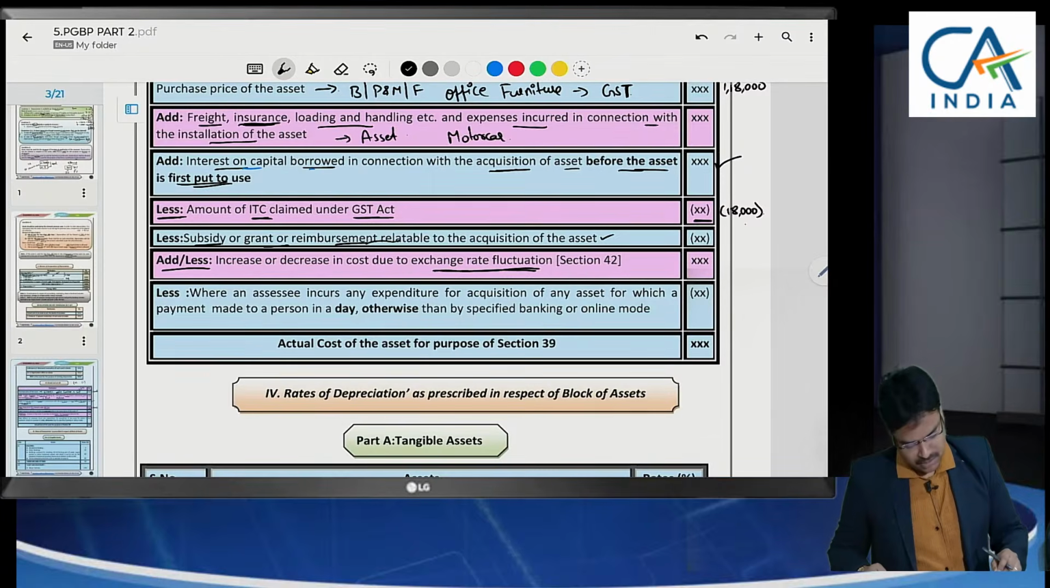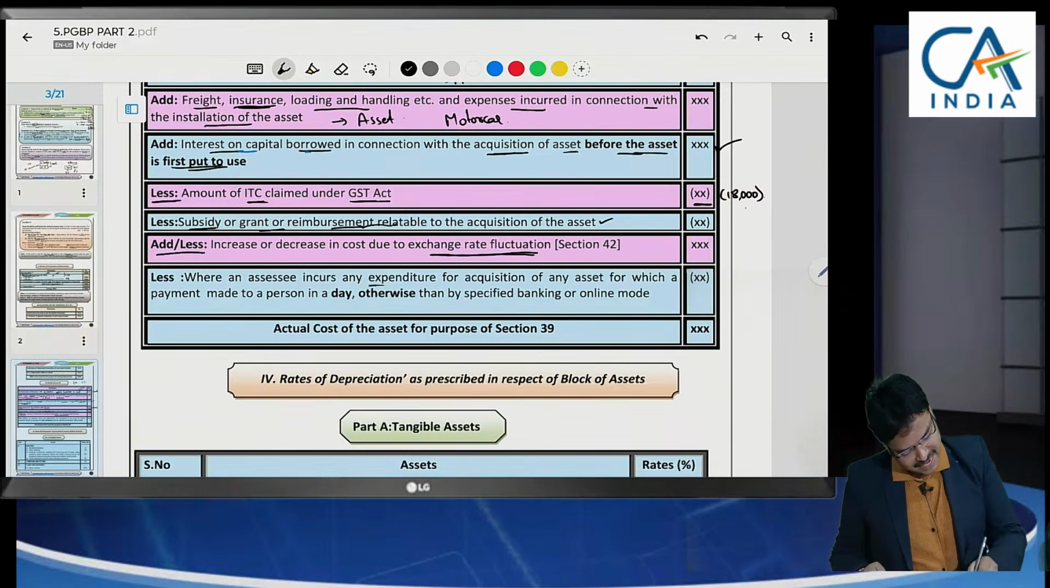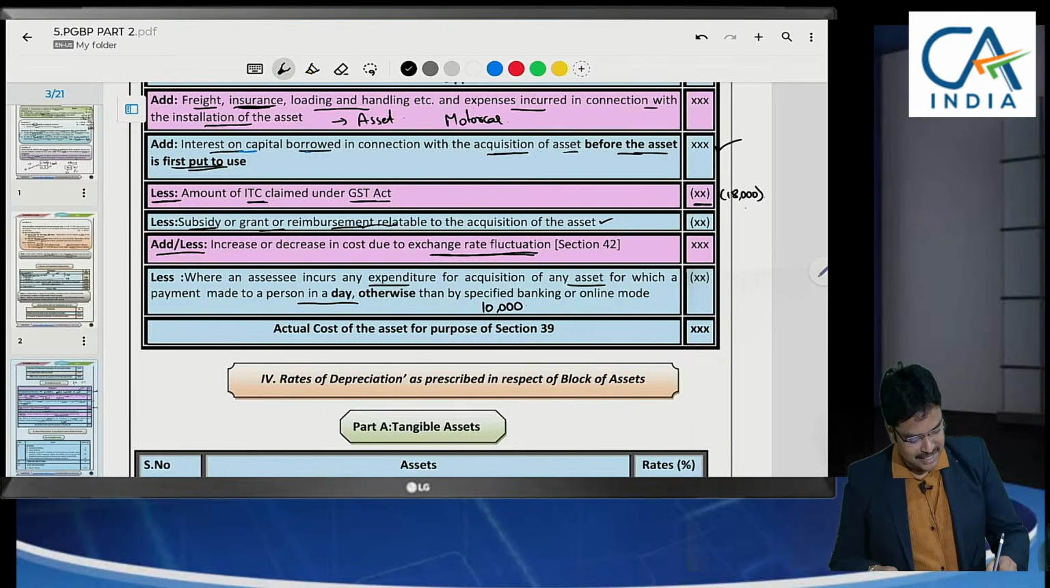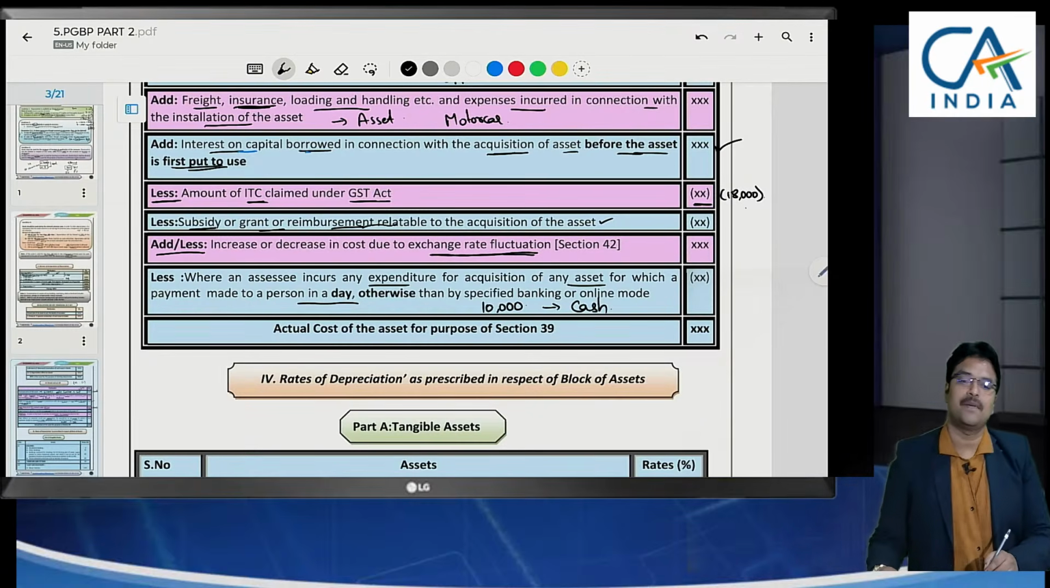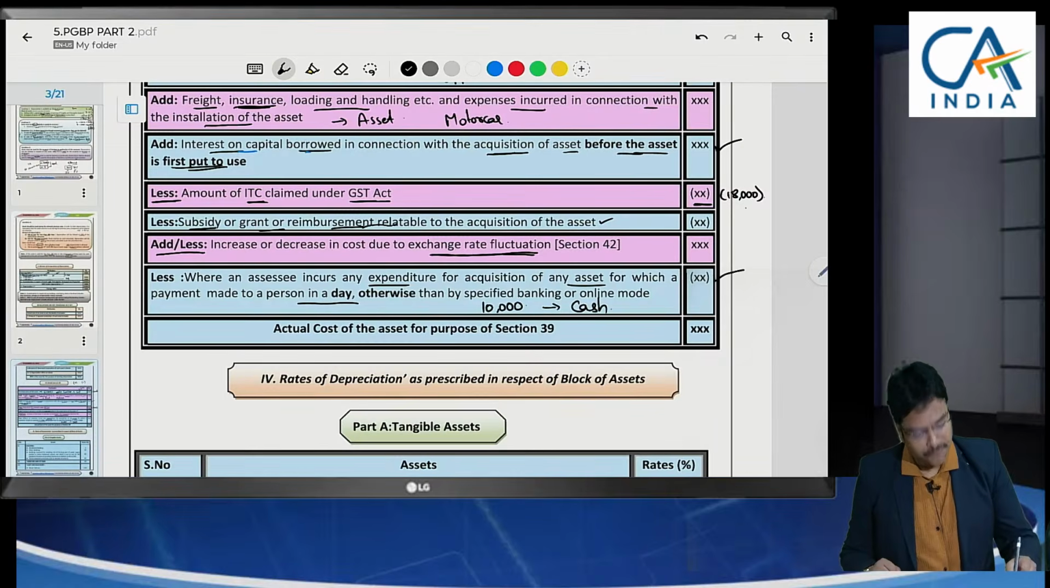Now, coming to the next one, where an assessee incurs any expenditure for acquisition of any asset, this is very important, on which payment is made in a day. 10,000 rupees is the specified limit, which we will discuss in further sections. In excess of 10,000, if you make payment in cash, you can't claim depreciation. It has to be reduced from the block.